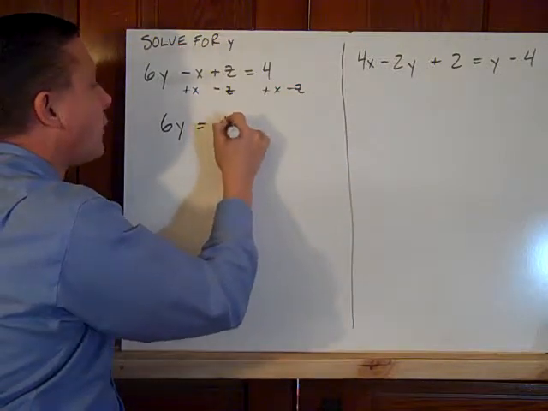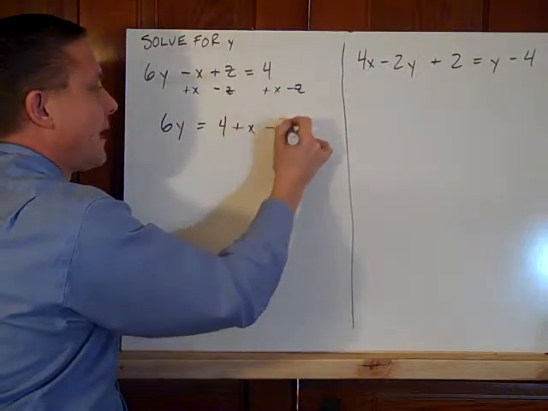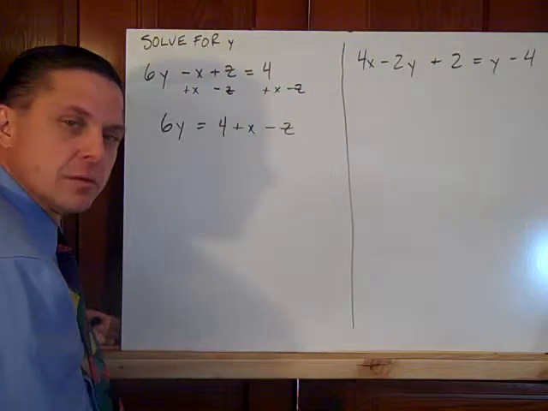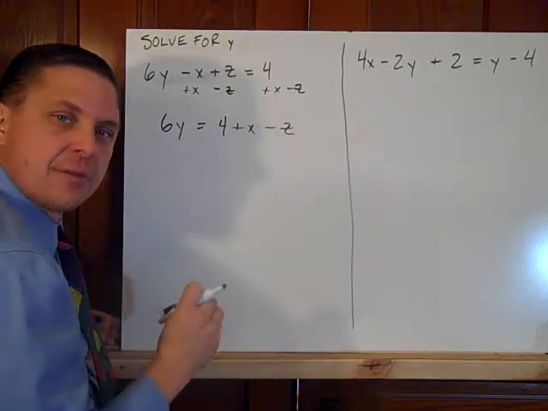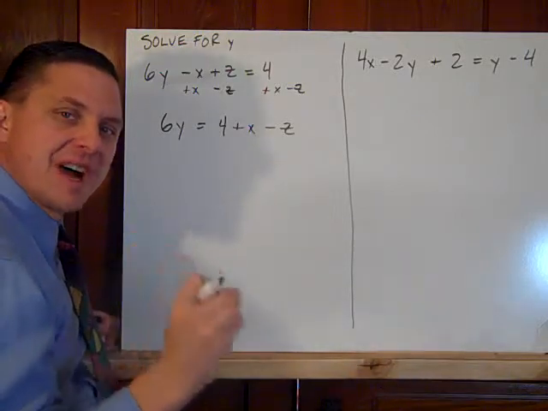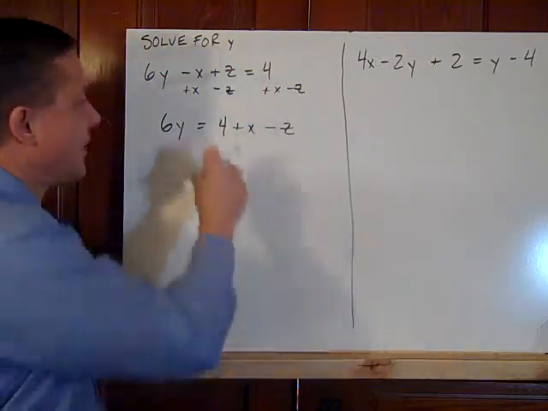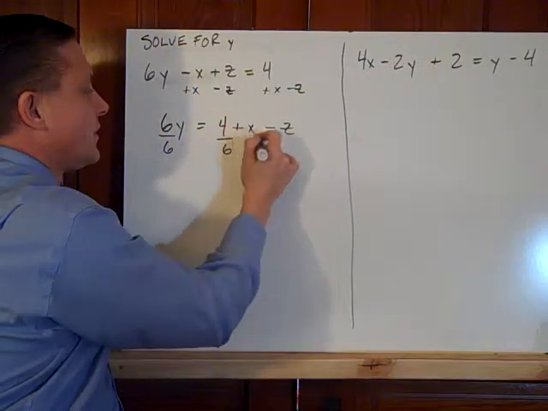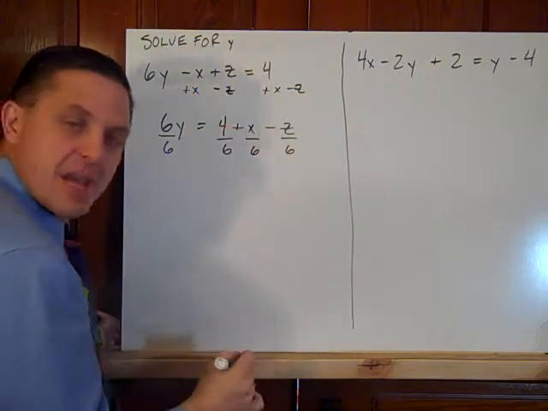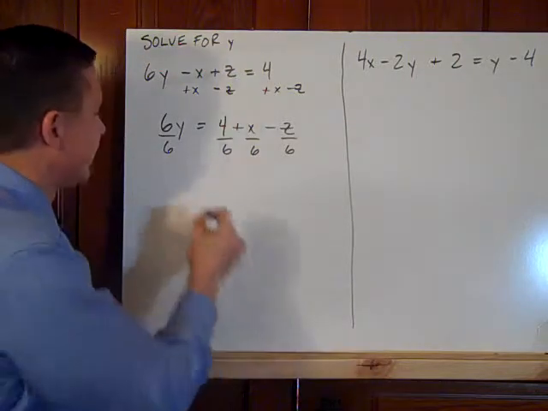Alright, so I write it out. 4 plus x minus z. There's nothing I can do. Now I have 6 times y. Well, if I want to get rid of the coefficient, I have to divide. But if I divide, I must divide every single term. Now I could make this one thing, but I prefer we get used to this type of thought. So I divide every coefficient by 6.